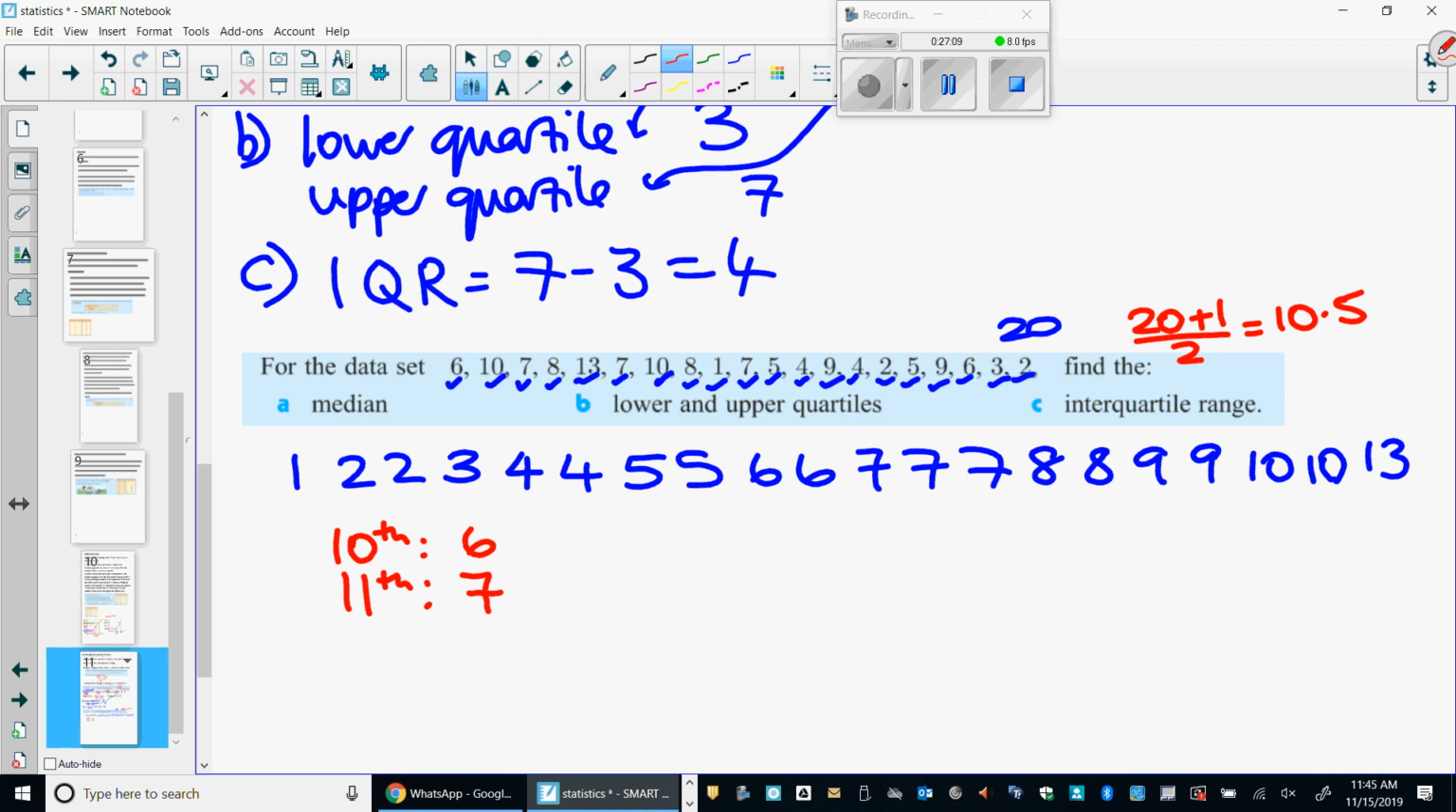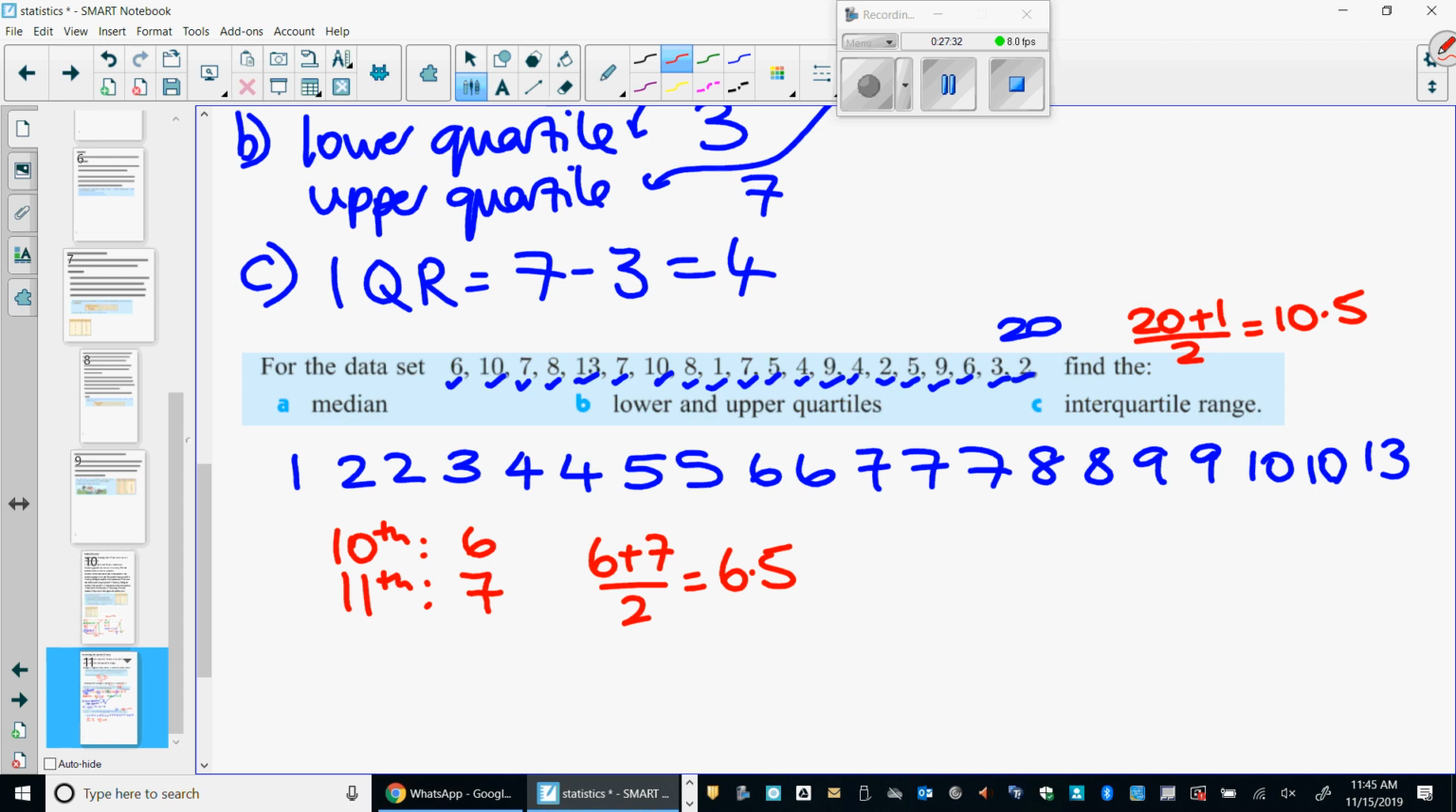Isn't it 6 and 7 and then plus 1 over 2? You don't need to do the plus 1. Remember, the plus 1 was just to find the position. So 6 plus 7 over 2. Yeah. Okay, so we would do 6 plus 7 divided by 2, which is 6.5.